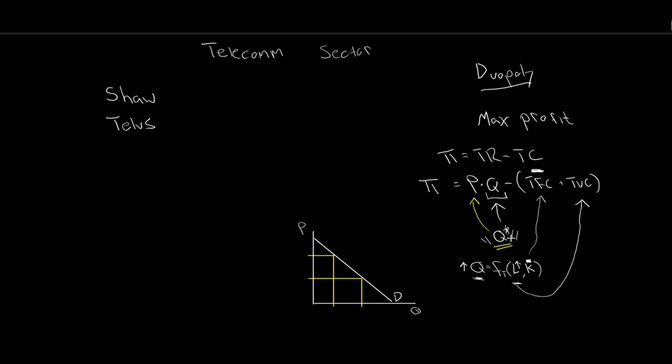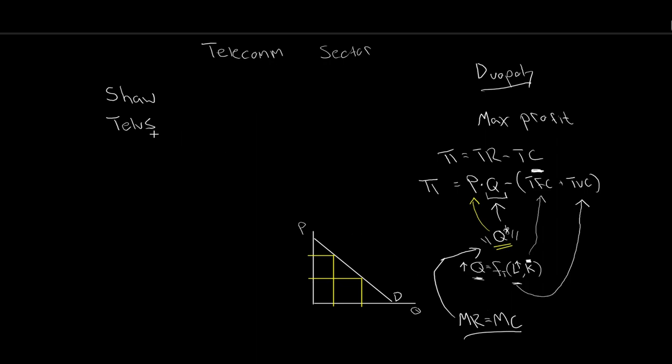Oh, we missed this. We jumped over this. We choose our Q such that, this is the big thing, in every market structure, marginal revenue equals marginal cost. That's our profit maximizing level of output. This is where we would choose our Q star.